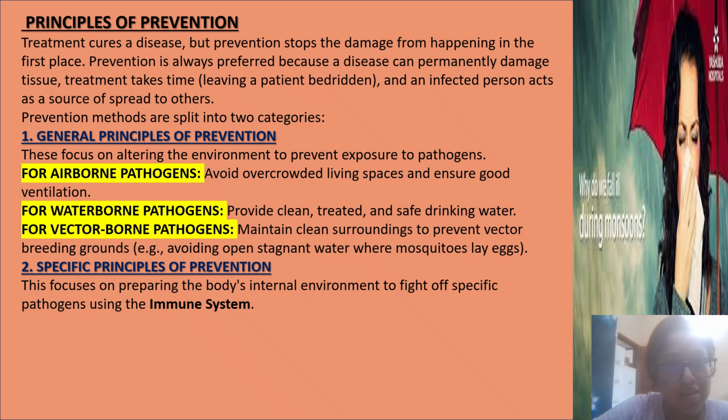General principles focus on altering the environment to prevent exposure to pathogens. For airborne pathogens, avoid overcrowded living spaces and ensure good ventilation. Next, for waterborne pathogens, provide clean, treated and safe drinking water. Next, for vector-borne pathogens, maintain clean surroundings to prevent vector breeding grounds. Next, specific principles of prevention. This focuses on preparing the body's internal environment to fight off specific pathogens using the immune system.